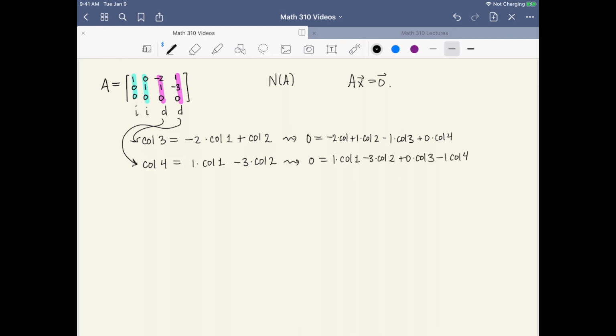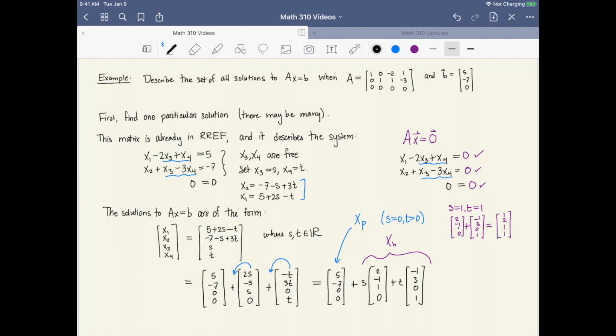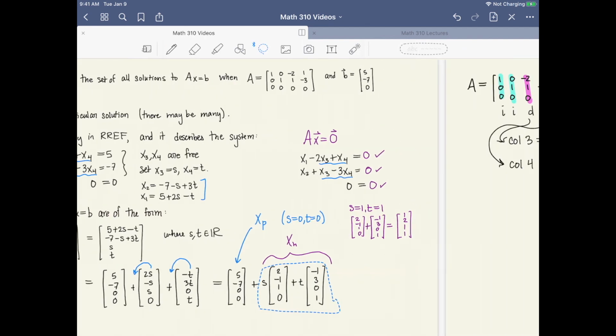And out of these two expressions, when I pick off the coefficients and put them into a vector, let's look at the two vectors that I get. In the first case, I'm going to get (minus 2, 1, minus 1, 0). And in the second case, I'm going to get (1, minus 3, 0, minus 1). Let's look back at those two vectors that I saw before when I described my system of equations. It should be the same vectors.